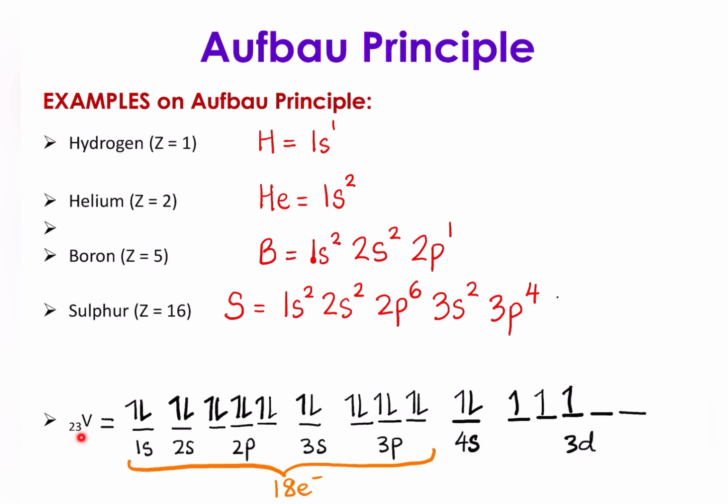electrons for vanadium. So, inilah cara untuk awak tulis electronic configuration yang awak follow based on Aufbau Principle. You have to put the electrons in the lowest energy level first for that atomic orbitals.